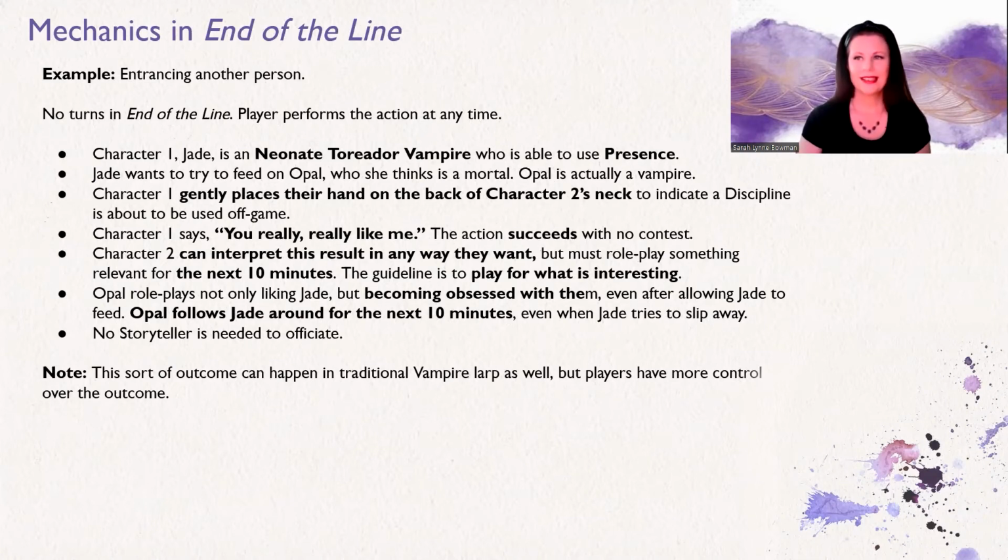So this could be an interesting play for both parties. Then again, if Jade decides to slip away, then perhaps the player of Opal should realize that may not be interesting anymore for that particular character. So maybe switch to some other interaction. And again, no storyteller is needed here to officiate.